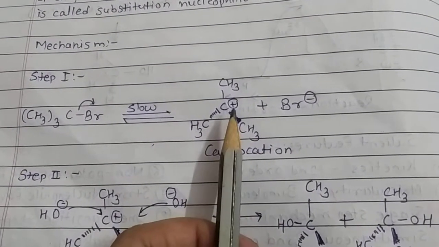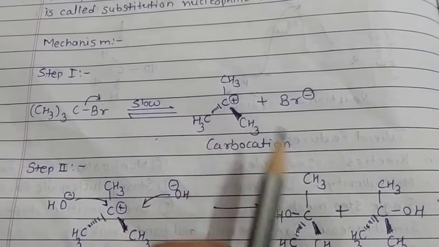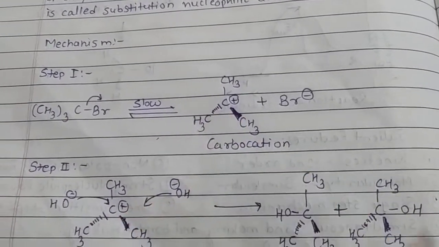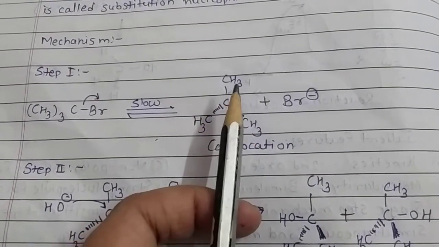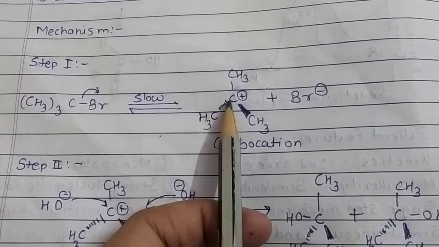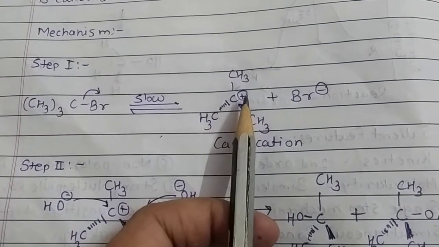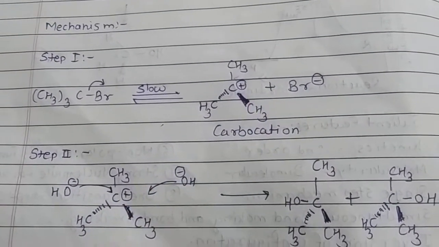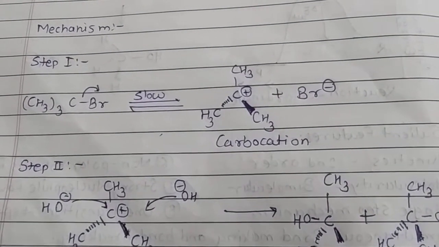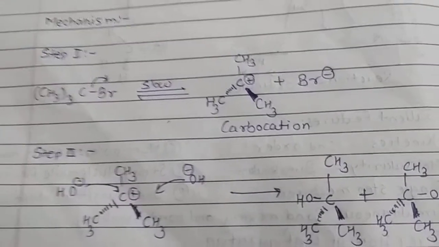And how does this positive charge become stable? We know that ions are generally unstable, but why does this positive charge on carbon become stable? Because of the 3 methyl groups. Methyl groups are electron donating groups, so they donate electrons to this central carbon, and because of that this positive charge gets stabilized. Therefore this happens, and this is known as formation of carbocation, the first step.